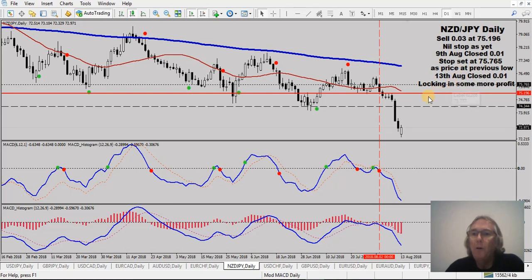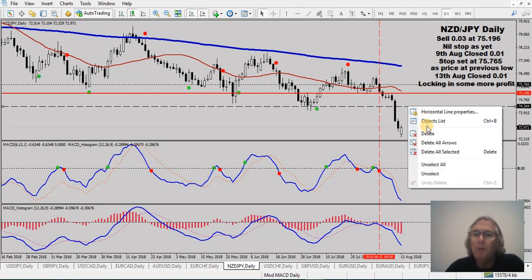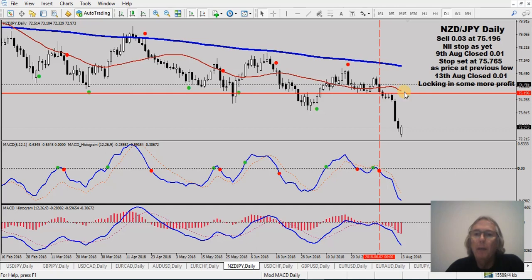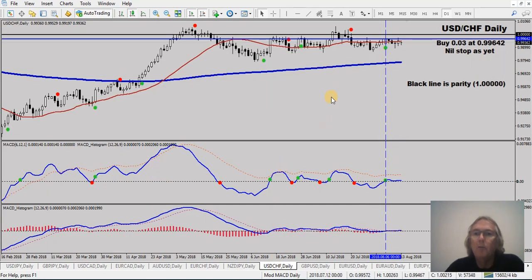USD Swiss franc. That black line is parity, that's 1.0000, like I was talking about before. Now the Euro USD has been heading down. This thing wants to go up, but I think that parity is actually blocking it, because normally they go in opposite directions most of the time. At the moment, look at the Swiss franc. It's got to that one level and just not going anywhere. I'm in a buy here, but nothing to be too concerned about. Still in a buy.